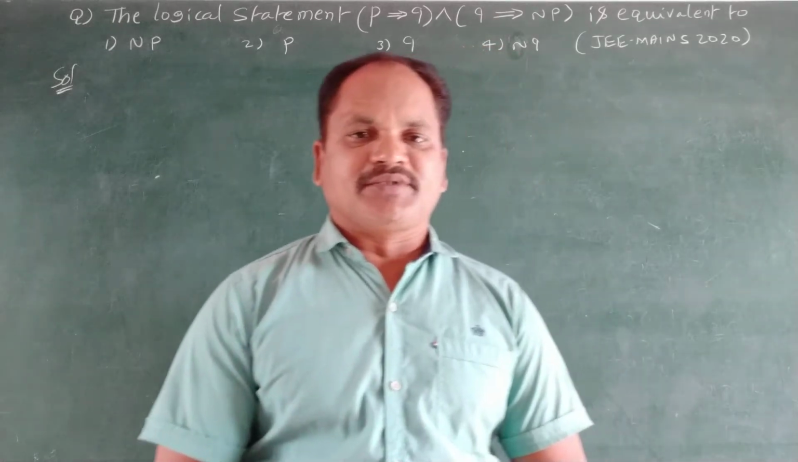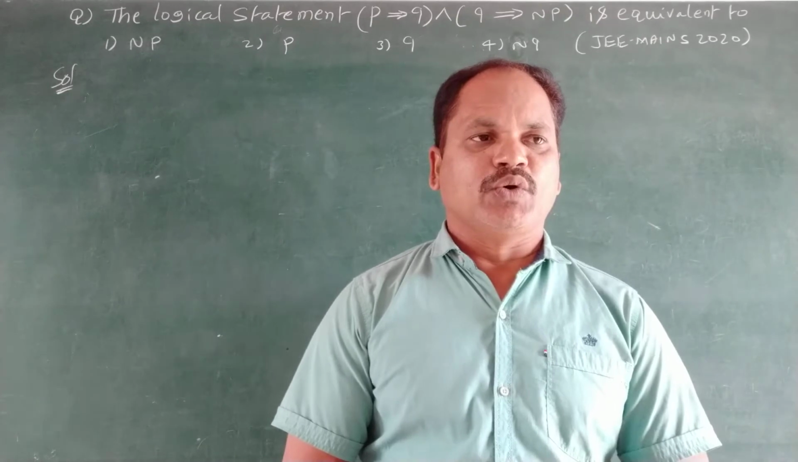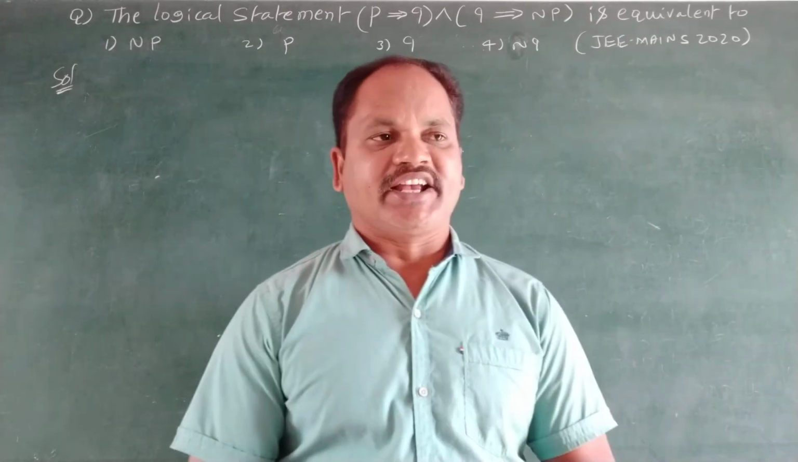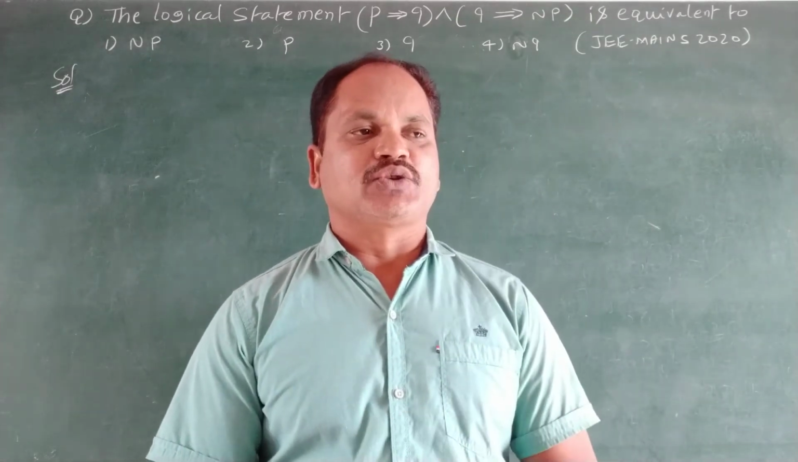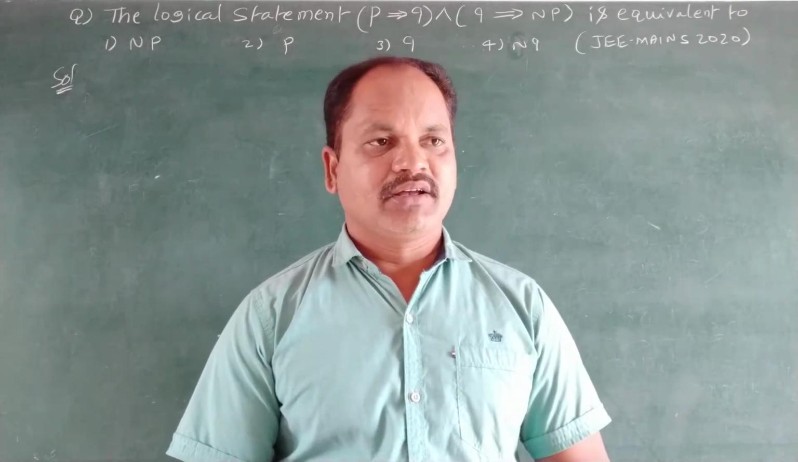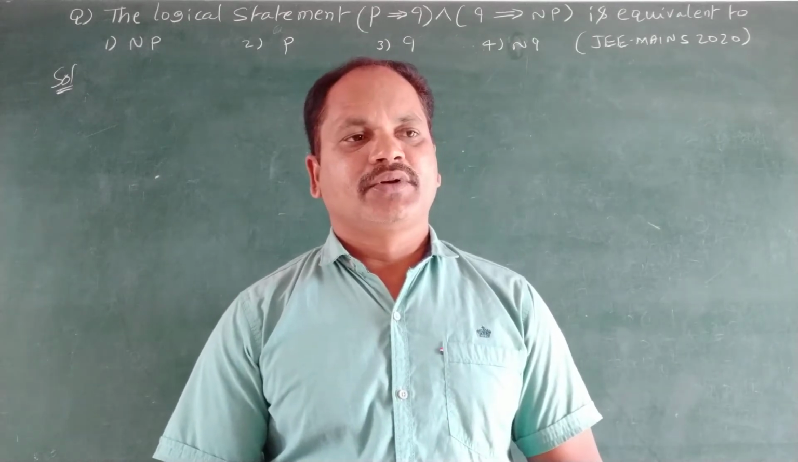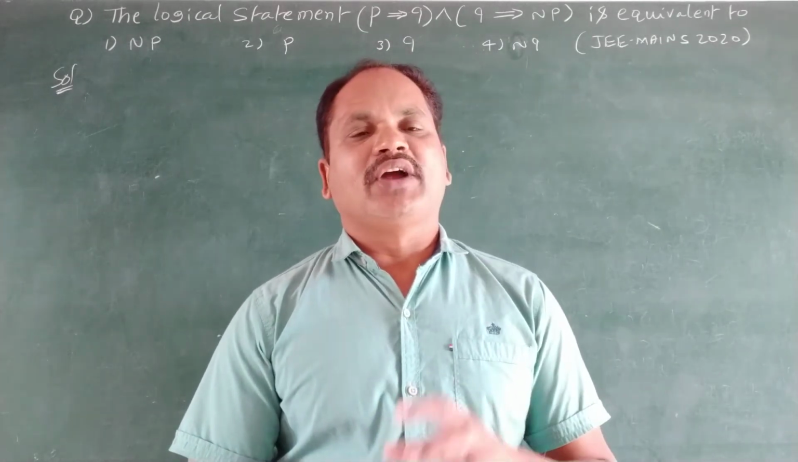Okay, dear students, observe the question. The logical statement (P implies Q) and (Q implies negation of P) is equivalent to: first option, negation of P; second option, P; third option, Q; and fourth option, negation of Q. Okay, now we have to solve this question.